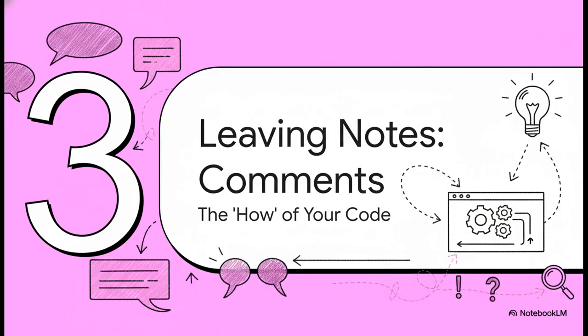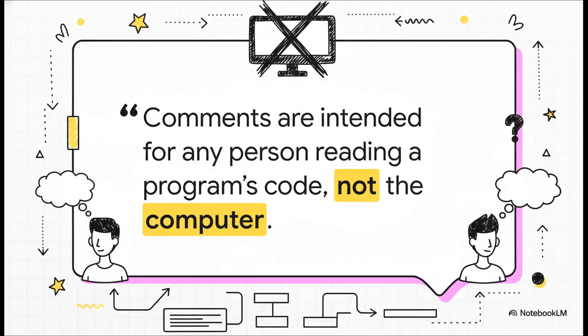All right, let's move on to our next core concept. You see, a program isn't just about what it does. It's also about being able to understand how and why it does it, especially when you look at it again weeks later. This is where comments come in. This is probably the most important thing to remember about comments. They are notes for humans, for you or for other programmers. The computer, it completely ignores them.